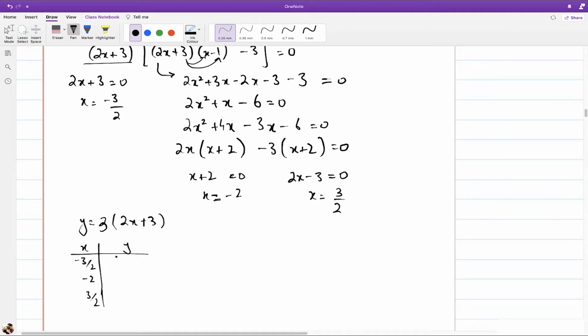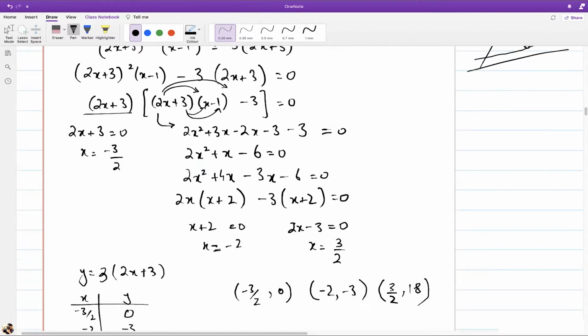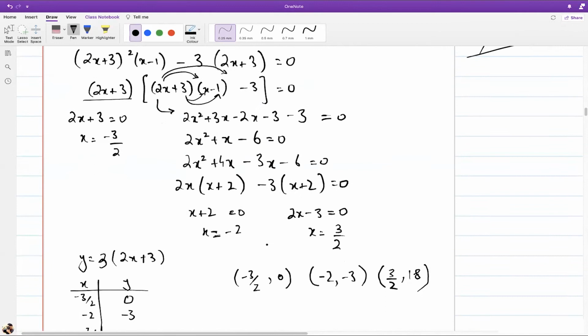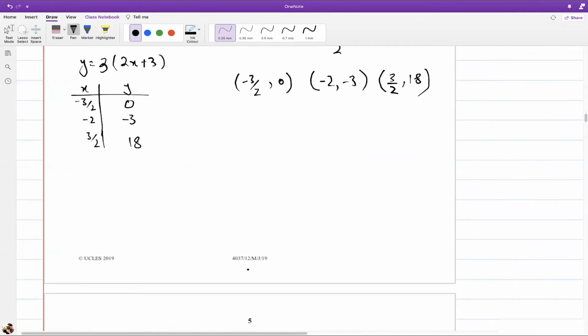So when it is minus 3 by 2, y becomes 0. When it is minus 2, it becomes minus 3. And when it is 3 by 2, you get 18. So that's your 3 answers. Those are the 3 answers for these equations. If you canceled out, I want to remind you that you would have lost 1 point.